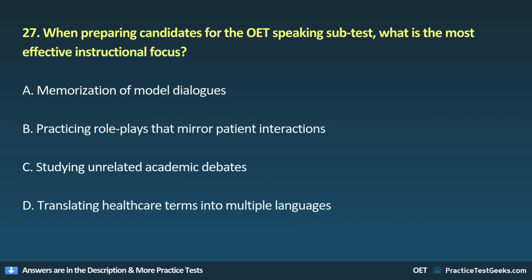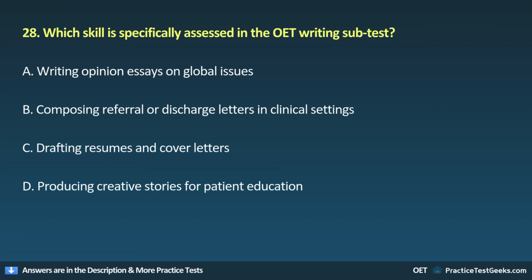A. Memorization of model dialogues. B. Practicing role plays that mirror patient interactions. C. Studying unrelated academic debates. D. Translating healthcare terms into multiple languages. 28. Which skill is specifically assessed in the OET writing subtest?